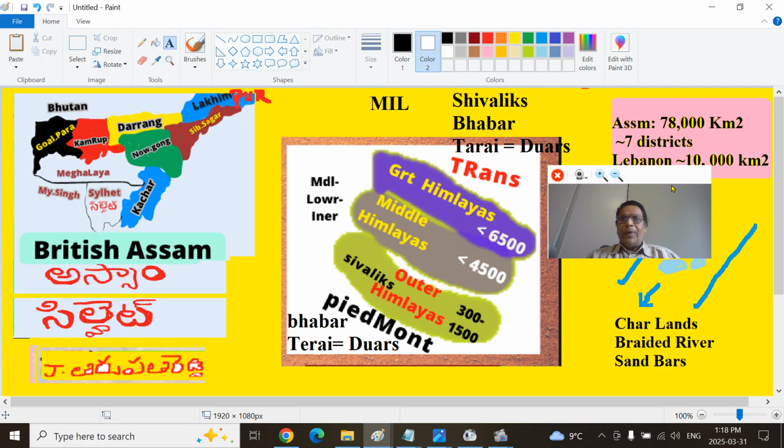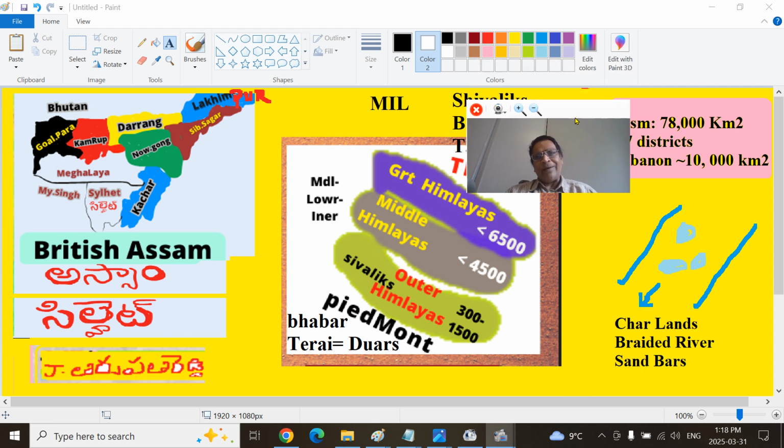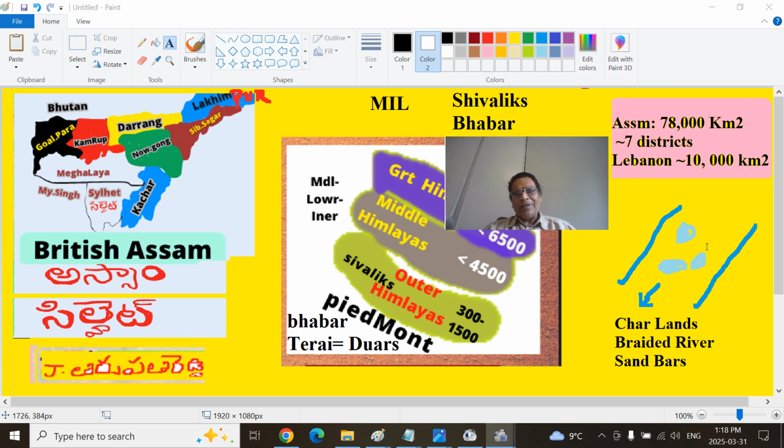What are the Charlands? This is the Brahmaputra River. The mighty Brahmaputra pumps an immense amount of water into the Bay of Bengal. Sometimes the river can be up to 5 kilometers in width, 10 kilometers, even 15 kilometers, because the river is very slow flowing, because the gradient is very low.